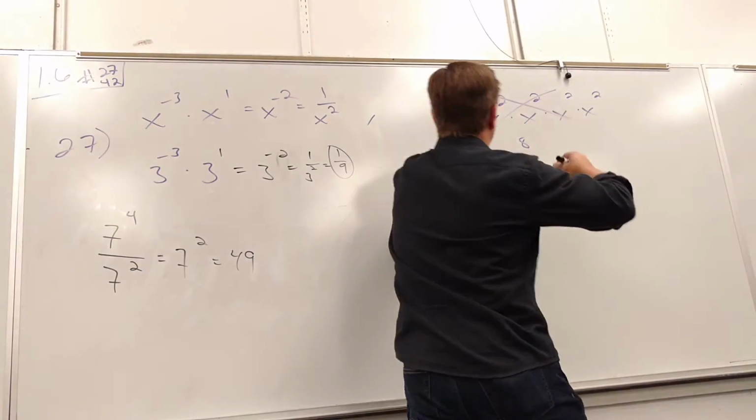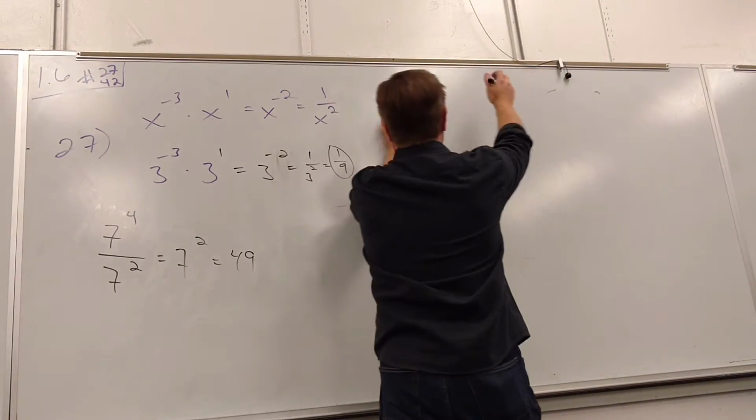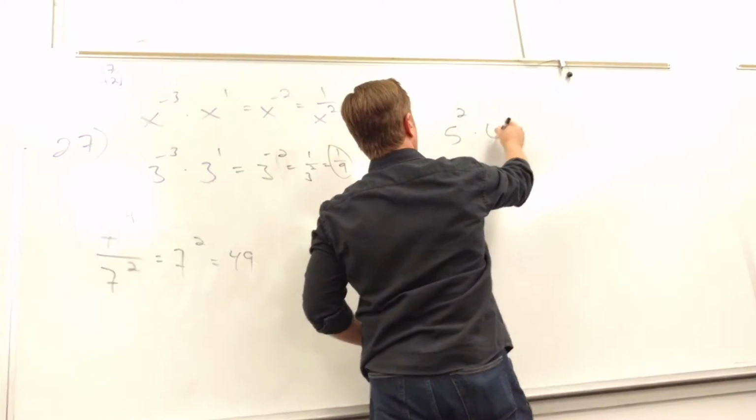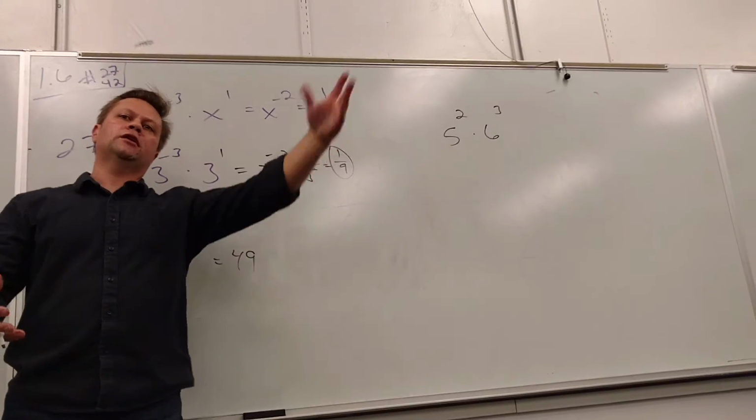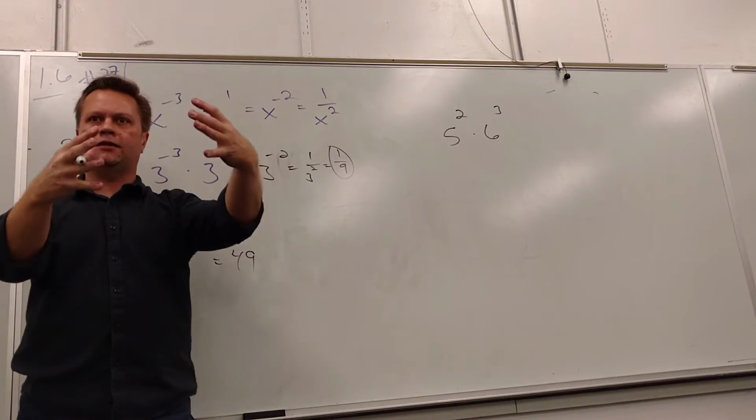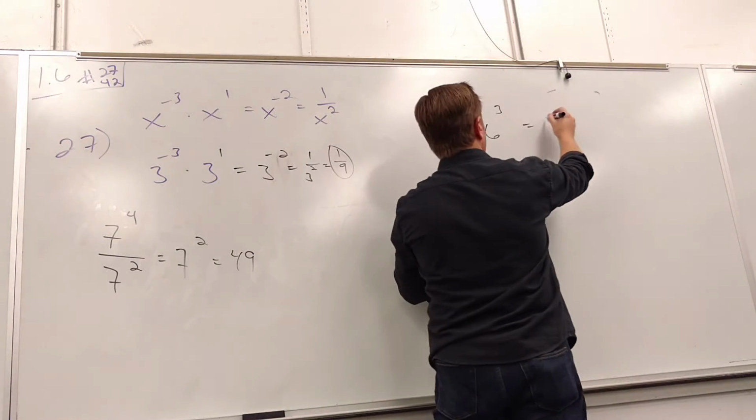Say what? Give me an example. 5 squared, 6 cubed. You just can't consolidate it. You actually have to just figure out what 5 squared is, or there's no way to consolidate that. You could not say this is 30 to the 5th.